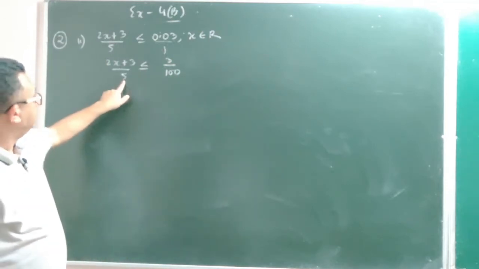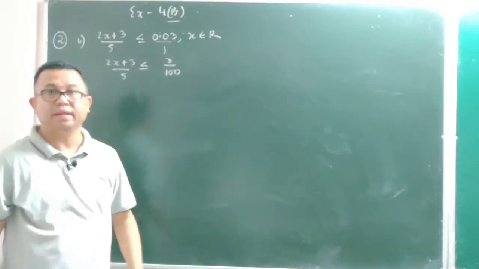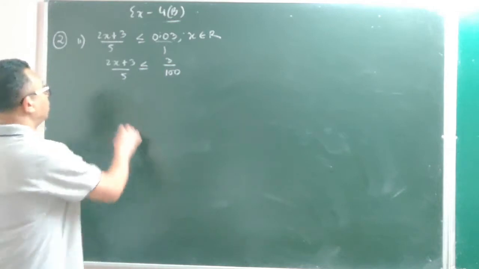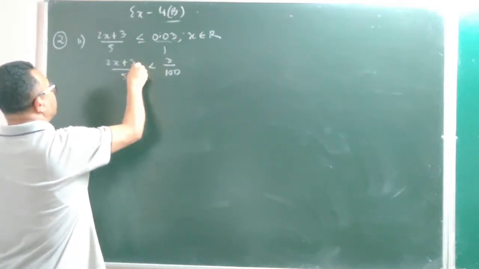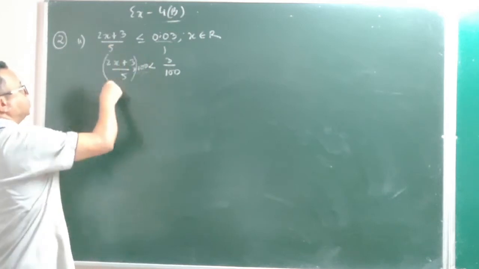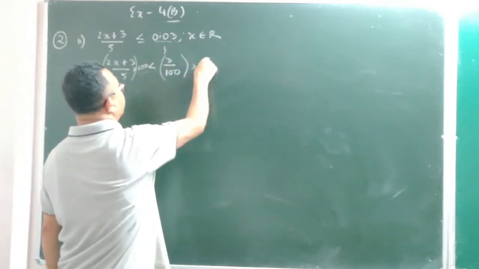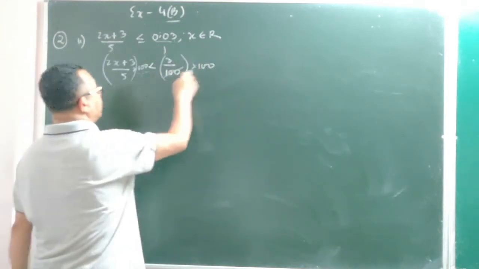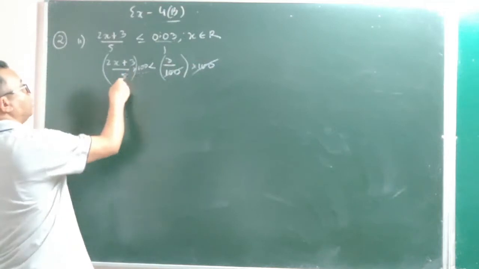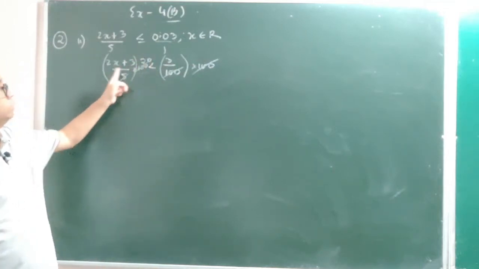Second step, LCM of the denominators, 5 and 100. If you find the LCM of 5 and 100, the LCM is 100. So then what will I do? I'll multiply this side also by 100, the LCM, and this side also I'll multiply with 100. So both sides I multiplied with the LCM. So this 100 and 100 I have cancelled. Now 5 will cancel 20 times. Now this 20 will multiply both of these.